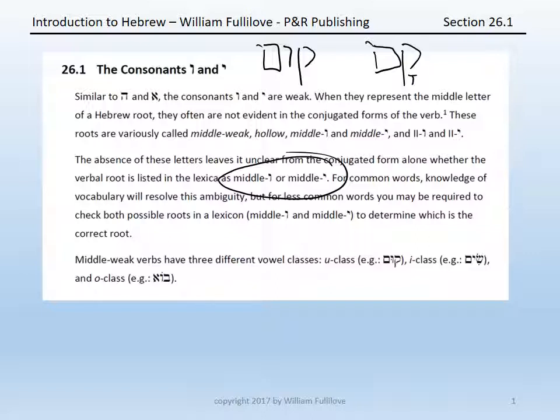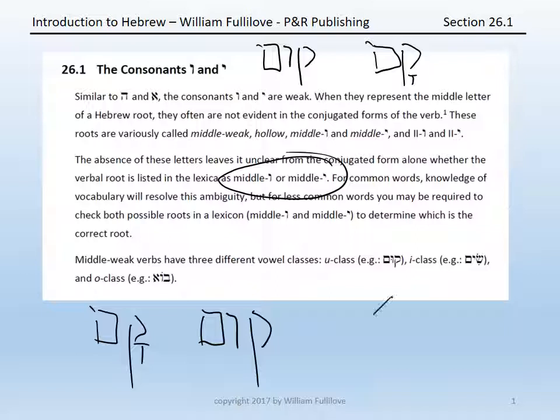If a word is common, you will simply have seen it enough times that you will be able to remember. So when you see kam, a very common word, you will simply know that it comes from kum based on your knowledge of vocabulary and the number of times you've seen the form.